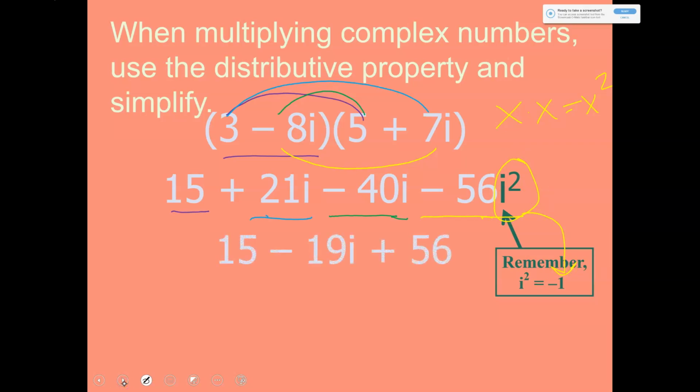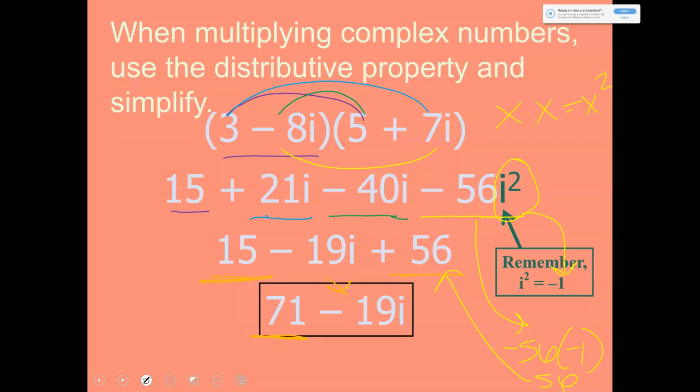And so when I replace it, let's come over here to a side note. So I'm going to say negative 56, replace i squared with negative 1. Negative 56 times negative 1 gives you that positive 56. Okay? And then after that, we're going to clean up some like terms. We're going to say 15 plus 56. And we get the 71, and then you just drop down your negative 19i. And that's your answer. Okay? All right, so it's a few more steps than the other one. You're kind of adding extra steps from the adding and subtracting one.